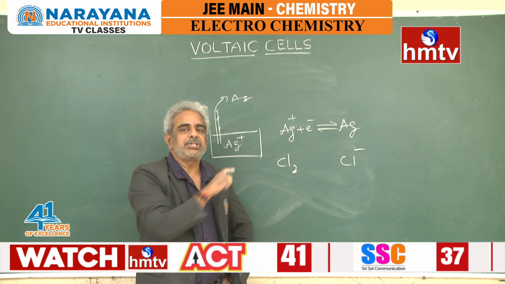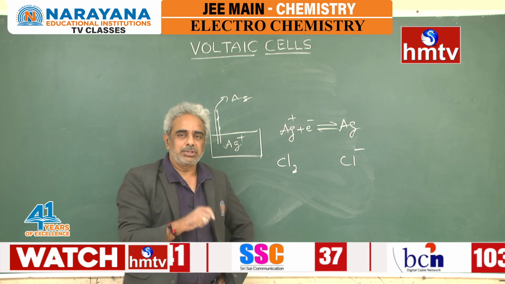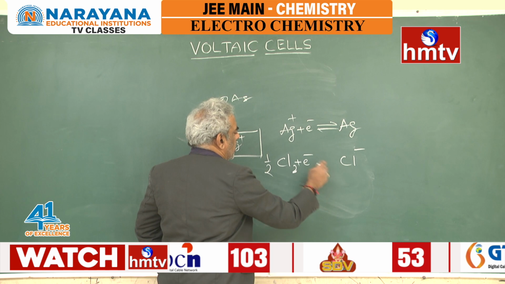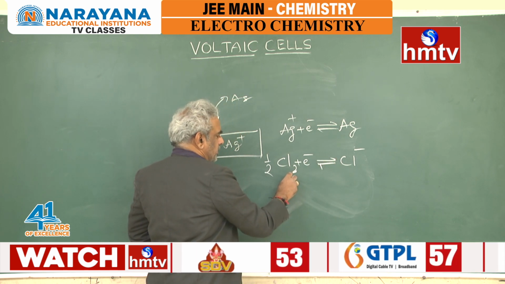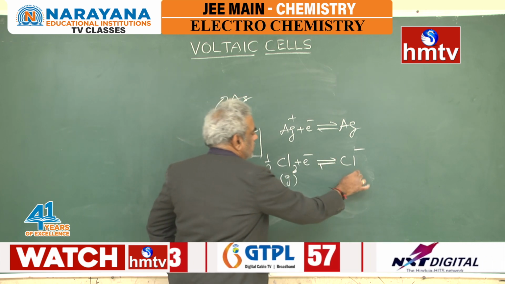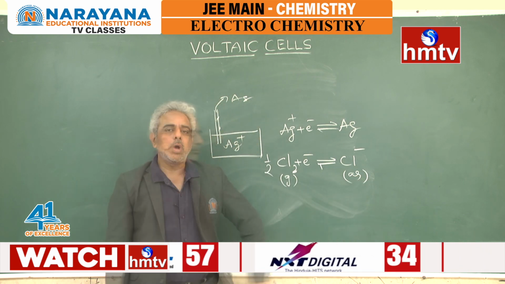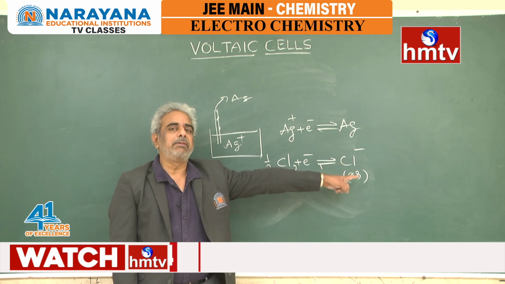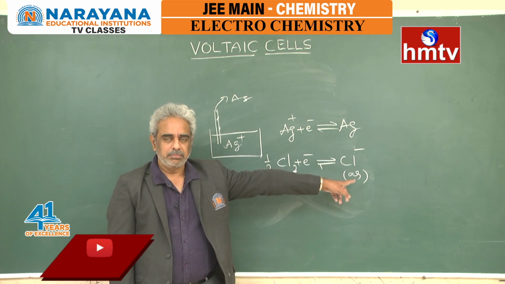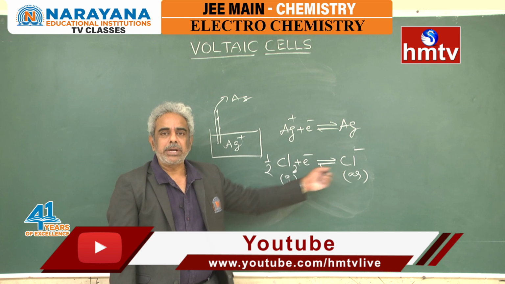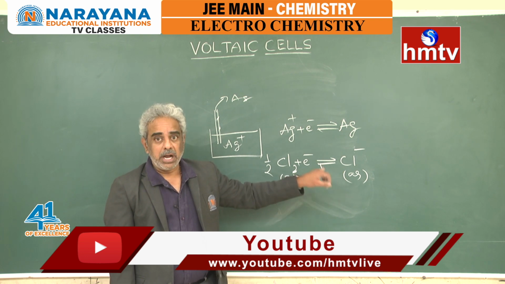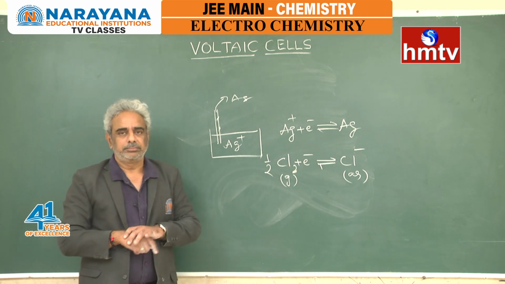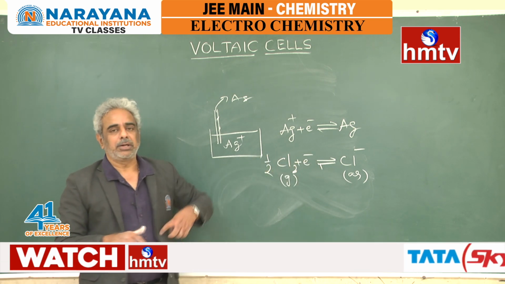So, how do they exist in equilibrium? Through electrons. So, I must take half mole of chlorine, 1 electron, equilibrium. This is gaseous chlorine, this is aqueous chloride. Who are in equilibrium there? Chlorine molecules are in equilibrium with chloride ions. And I am able to show it in the form of a half cell reaction. They exist in equilibrium. So, it is an electrode. How to construct this electrode?